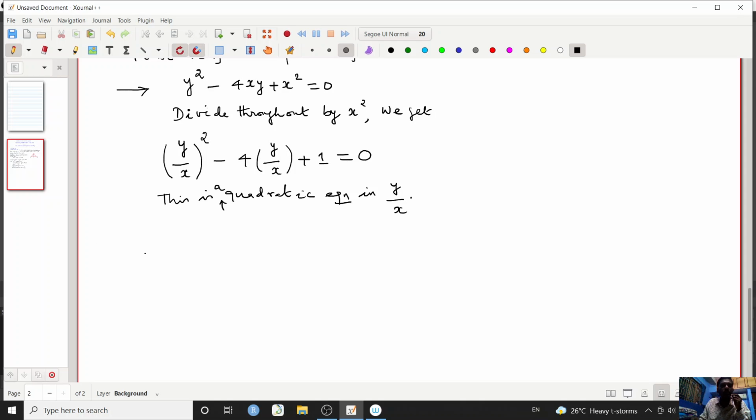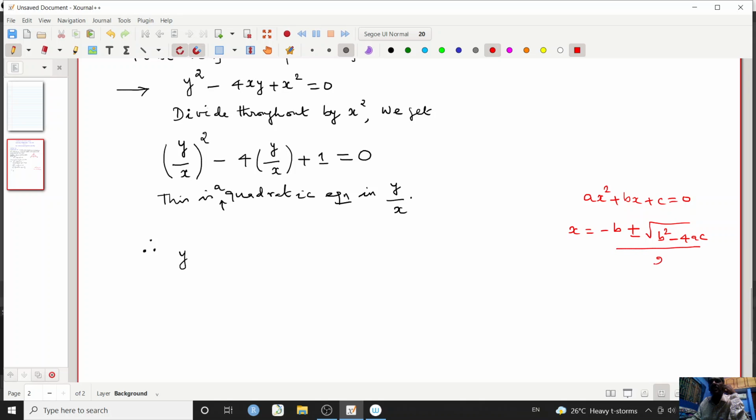Therefore we can make use of the formula. So whenever we have a quadratic equation of the form ax² + bx + c = 0, the relation between roots and coefficients is given by this formula: (−b ± √(b² − 4ac)) / 2a.